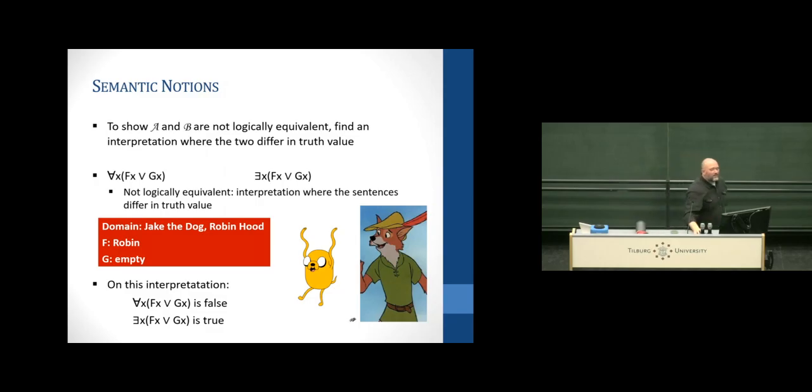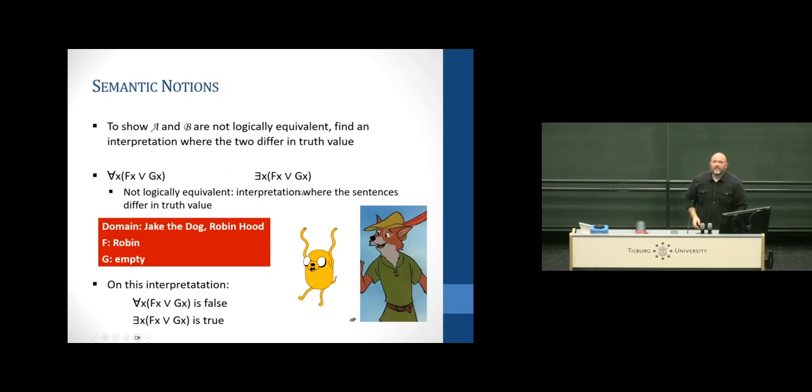That's very handy, because on this interpretation, this setting of extensions, our left-hand sentence is false. Why is our left-hand sentence false? So our left-hand sentence says everything in the domain is an F or a G. So we can just plug all the things in. Is Robin an F or a G? Sure, he's in the extension of F. Is Jake an F or a G? Well, he's not in the extension of F, and nothing is in the extension of G. So it's not the case that everything in the domain is an F or a G.